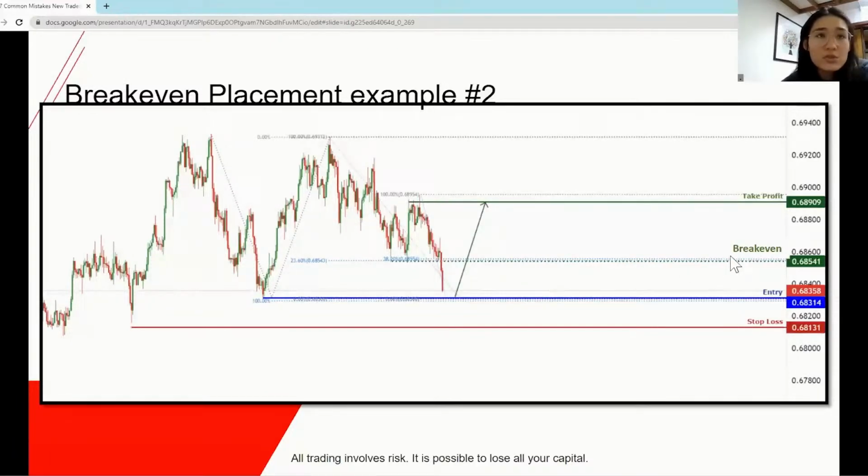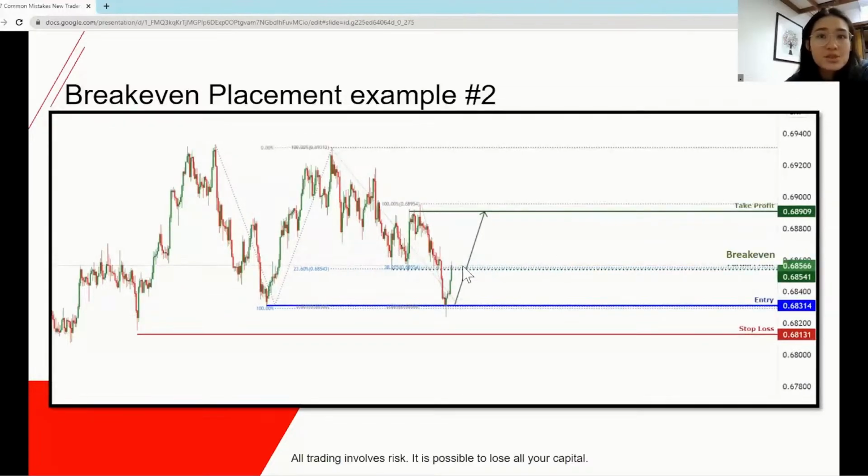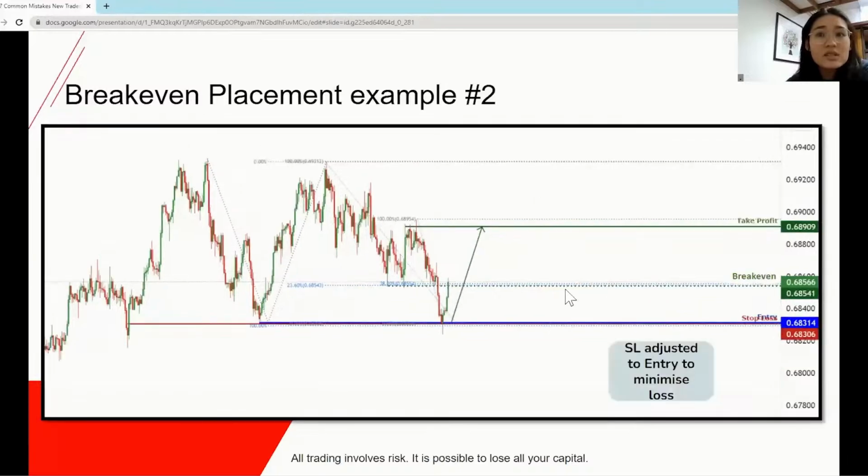Because of that Fibonacci confluence, we can expect price to reverse off of it, which is why we add a break even here just in case price reverses off and doesn't hit towards our take profit. So here you can see price at our break even. And then what do we do? We adjust our stop loss. We put it to our entry to minimize any losses, just in case price really reverses off our break even.